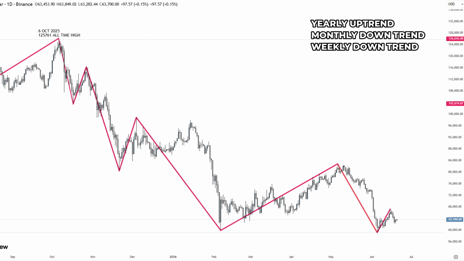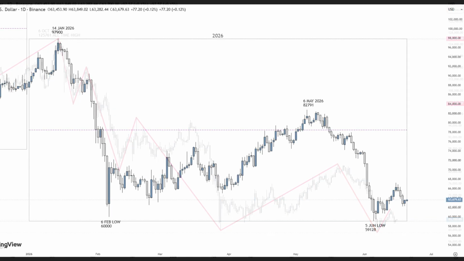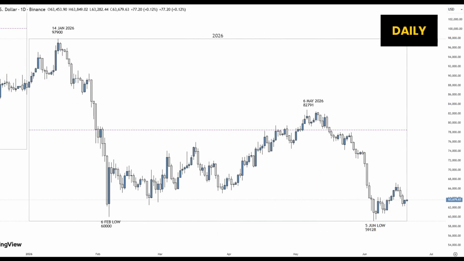Now, we drill down to the daily chart. When you understand 2026 price action in the context of our higher time frame analysis, everything starts clicking into place, and you begin to see what more than 95% of traders and investors are currently missing. Only our viewers will be able to take advantage of this information.